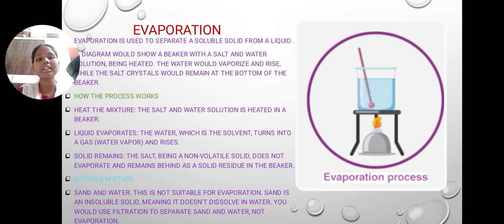First, we need to heat the mixture. When we heat the salt and water solution, the water, which is the solvent, turns into gas, and the water vapor rises up. The salt, being a non-volatile solid, does not evaporate and remains behind as a solid residue in the beaker.